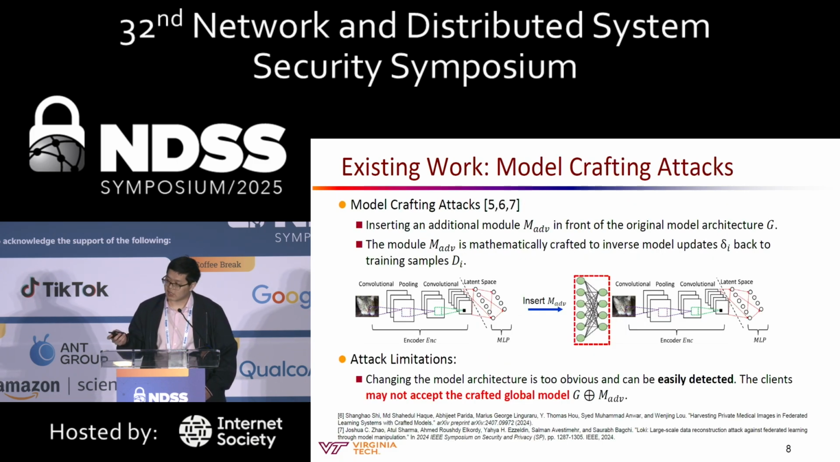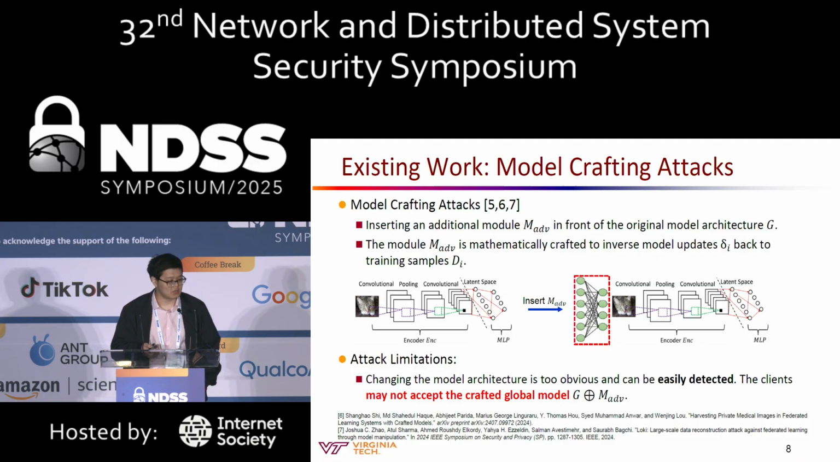Naturally, there comes one line of attack called the model crafting attack. Because you have such a magic attack module, you can just insert these modules in front of your original model architecture. Because these modules are mathematically crafted to invert your model updates back to the training samples, you can just put it in the front. However, the key limitation for these model crafting attacks is that you change the model architecture, and this is pretty obvious, and a defender can easily tell that the model has been compromised.